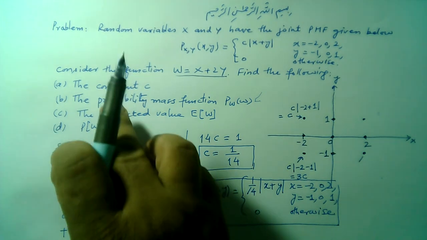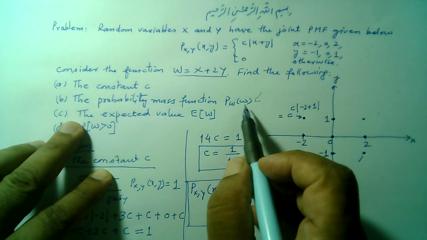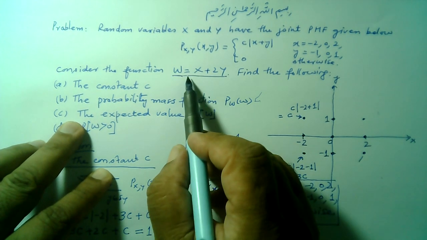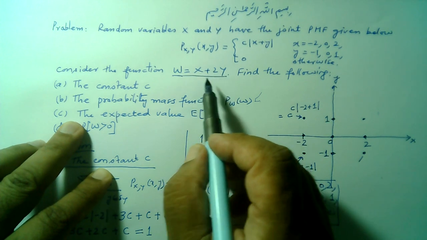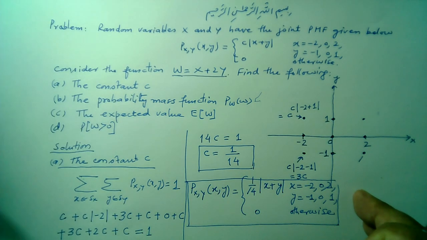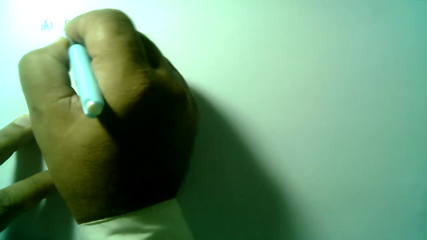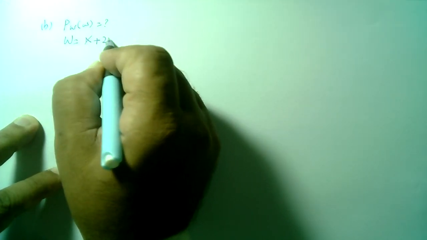So let us now begin to solve the second part of this problem, the probability mass function PW of W. W is a derived random variable, which is a function of x and y, and the function is given here. W is equal to x plus 2y. So let us begin to calculate the derived random variable W and its PMF, right? This is the second part of the problem now, PW of W, and W is equal to x plus 2y.